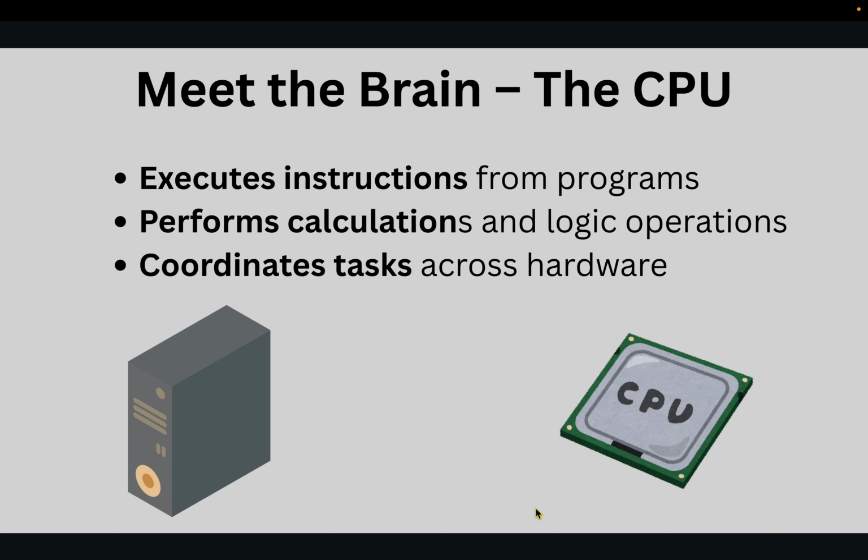So, for example, if you go to Google, then it's basically telling your CPU, hey, we need to go to Google, do what you have to do to make that happen. It performs calculations and operations. So basically, if there's something you need to figure out, or if there's something it needs to figure out in regards to how to run a program, it does that. And it also coordinates tasks that go on. So it just pretty much is like a manager as well. It's just going to make sure that everything is running how you need it to run.